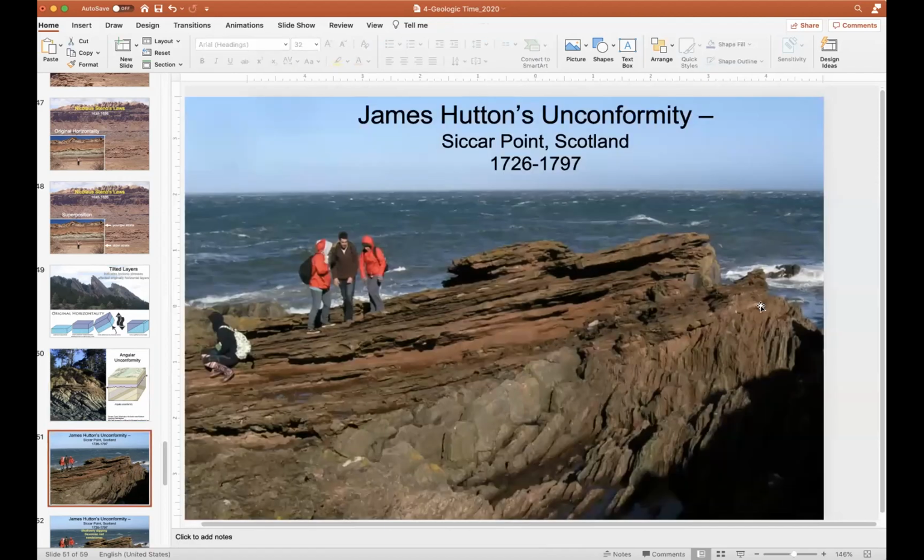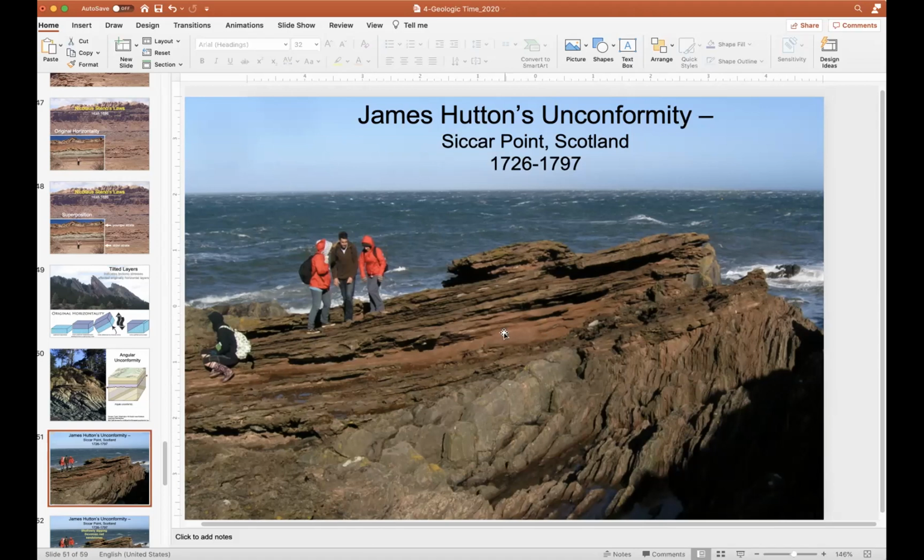Here's another example. This is from the 1700s, when James Hutton was around. He found this in Scotland and sketched it, and it's a similar kind of thing. Here are these tilted layers. I was going to ask you where the unconformity was, but I've given it away. Maybe you saw it anyway. And then there are these horizontal layers laid down on top right here. So the unconformity looks like it comes around here, like that.